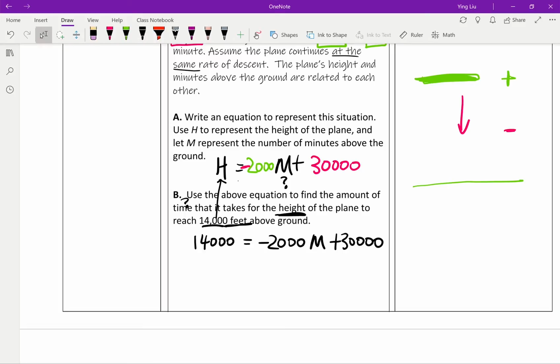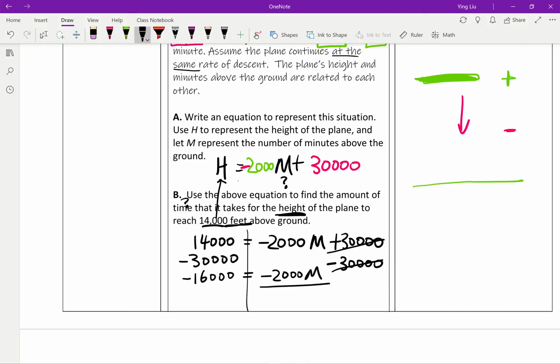We'll just solve it like we solve any linear equation. We want to isolate m. m has to be by itself. So we're going to subtract 30,000 on both sides. The goal is to get m by itself. And then that is going to be negative 16,000. And then we still have this here. And then we're going to divide by negative 2,000 on both sides.